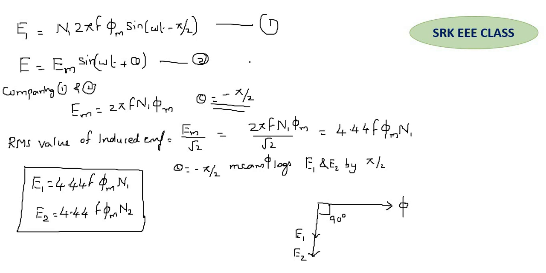So this is how we can derive the EMF equation of a transformer. E1 is equal to 4.44 f phi m n1. E2 is equal to 4.44 f phi m n2. This is the EMF equation of a transformer. I hope you have an idea how to derive the EMF equation of a transformer.